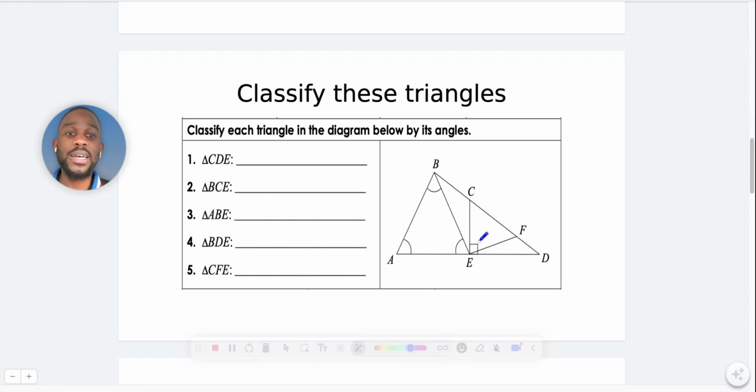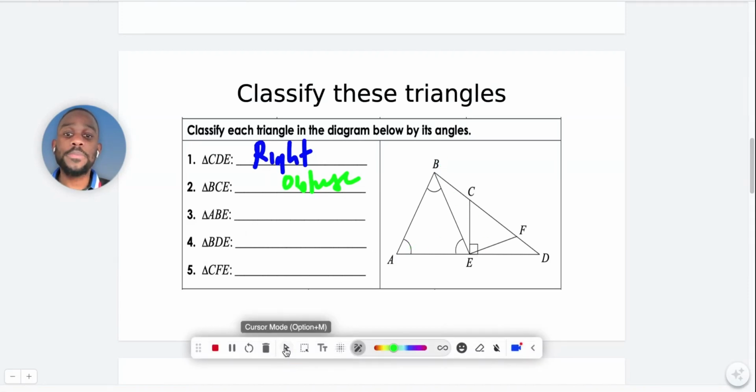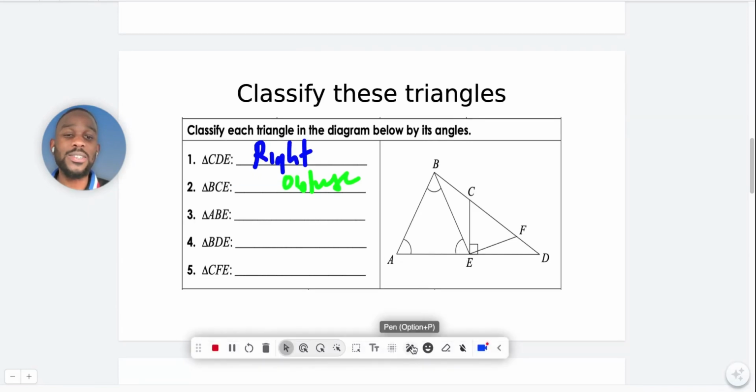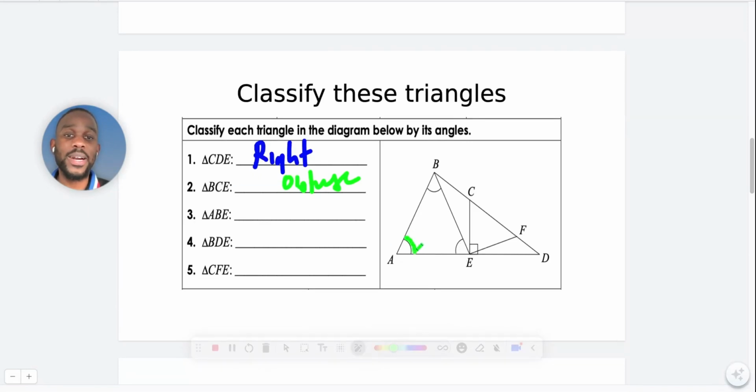Are you seeing a right angle there, the 90 degrees? So that's a right triangle. What about triangle ABE? This is our A, B, and E right there. So in this triangle from A to B to E, we're seeing these signs here. If you remember very well, what do those signs indicate? They mean those angles are equal. So which triangle has all three angles equal? That's an equiangular triangle.